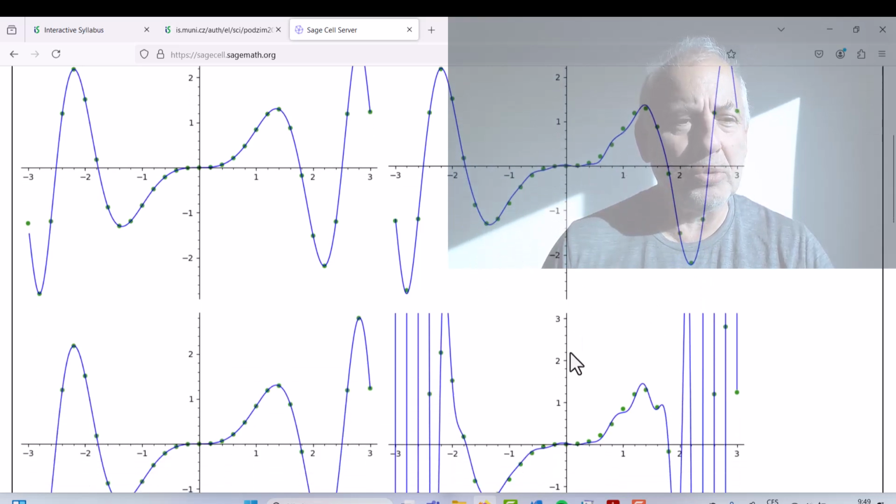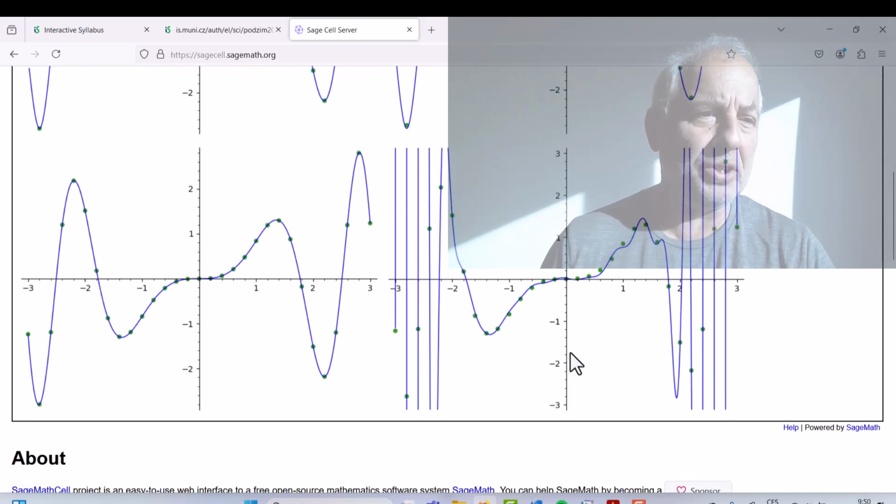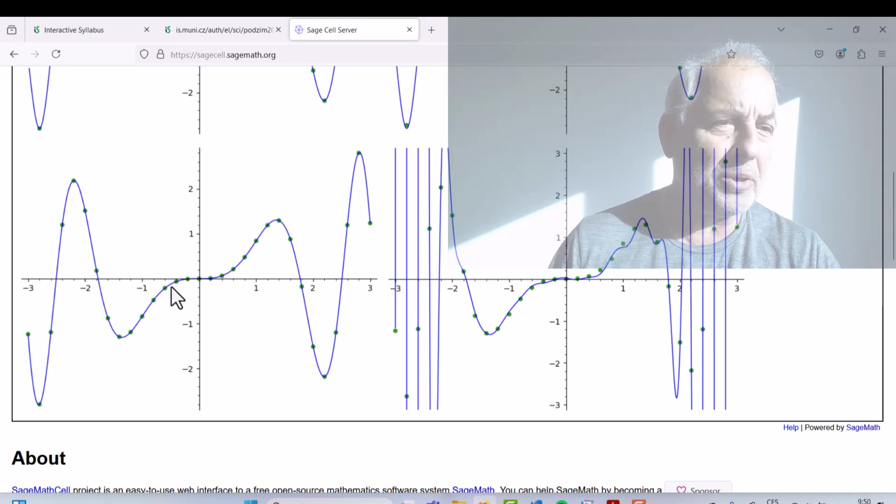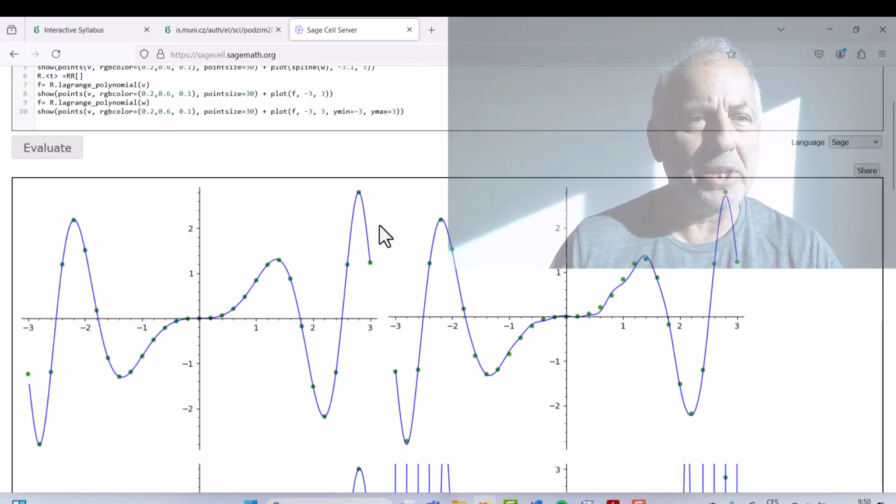So here you see how much the random thing was changing. And here let's have a look at the polynomials, right? So as long as the function was sort of reasonably behaved, the polynomial interpolation is not that bad. So let us do that.